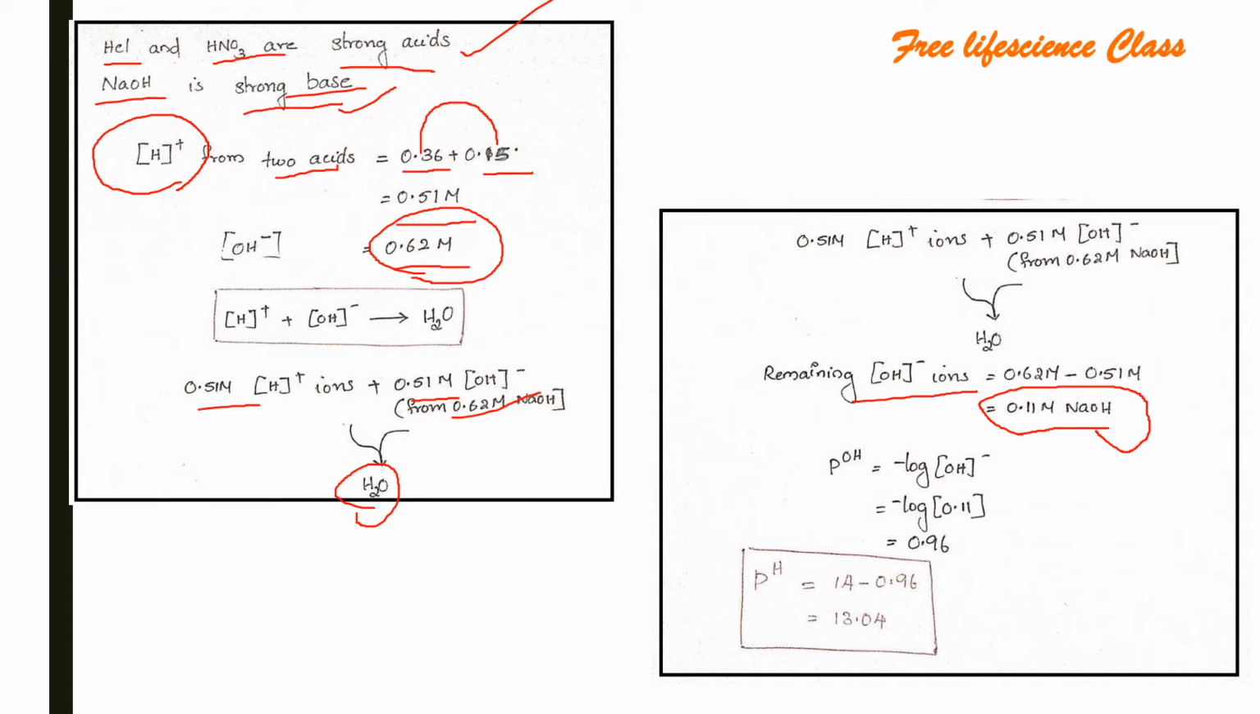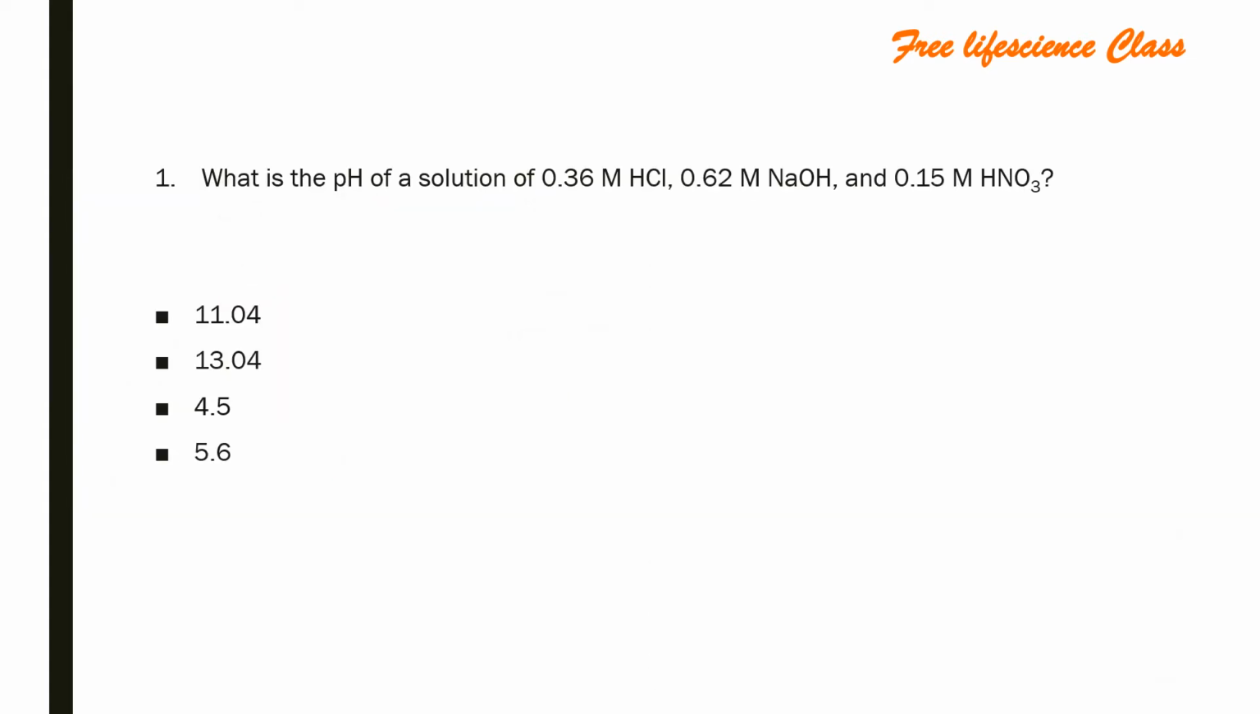So next thing is to find out the pOH. It is calculated by taking the negative log of OH minus ions, that is negative log of 0.11, and we will get 0.96. So this is the value of pOH, and we have to subtract this value from 14, that is 14 minus 0.96, so we will get 13.04. So our answer will be 13.04.